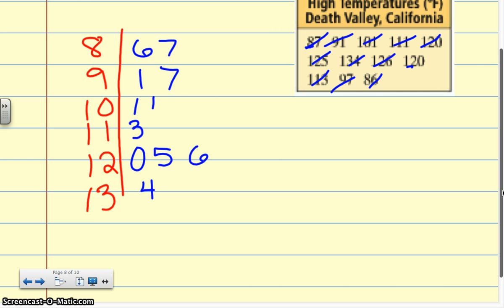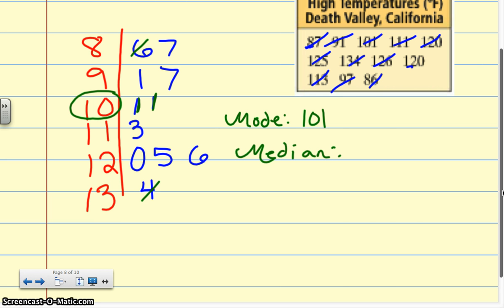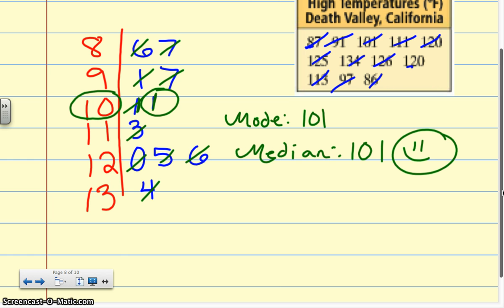I want to see if I can identify my mode. Again, what's the most often occurring? Looks like I have two 1s here. That is the only one where I have repeating, so going back to the stem part, this represents 101. My median is going to be, cross out, and it looks like I have one left over. Connect it with its stem. My median is 101, and that is all you need to know with stem and leaf plots.